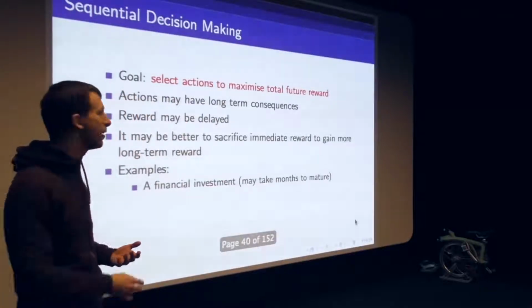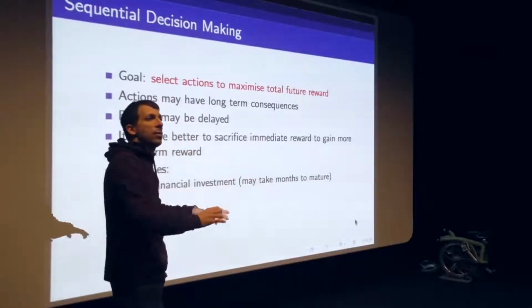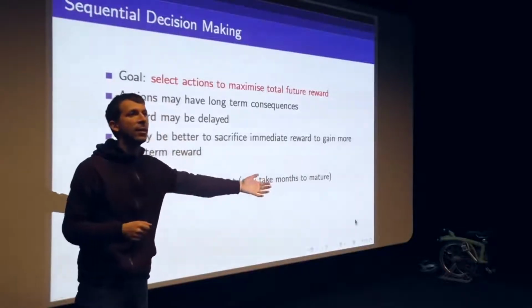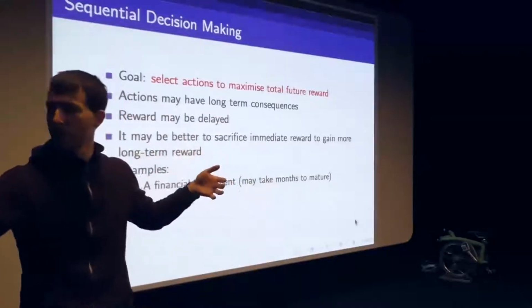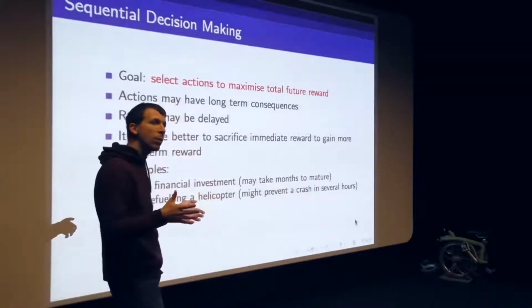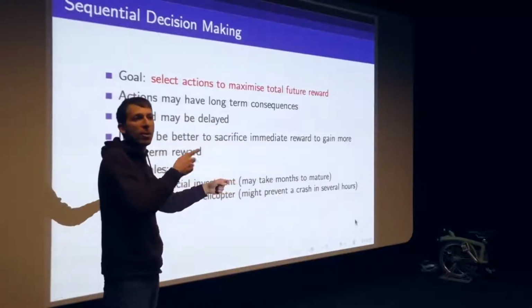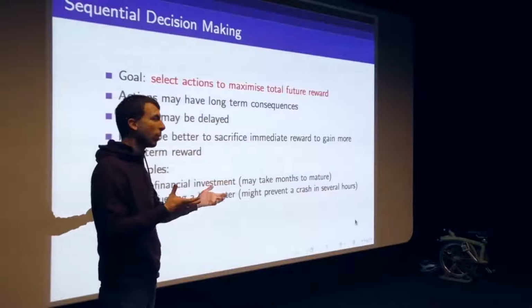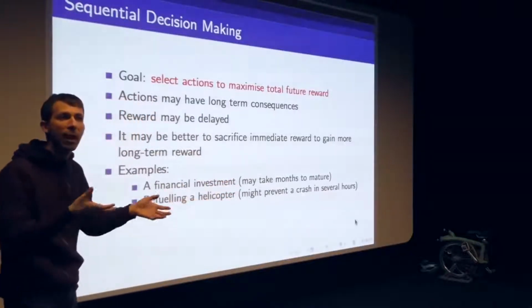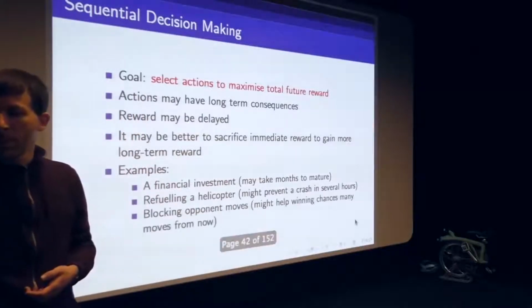Examples of that would be a financial investment where you have to spend some money now, so you're losing money, but then you believe that later you'll get more money back once this matures. Or in the helicopter example, maybe it's running low on fuel, so you might want to stop, lose some reward for following your maneuvers, and refuel for a while, but that might prevent a crash in several hours' time and therefore actually lead to longer runs and more reward in the long run.